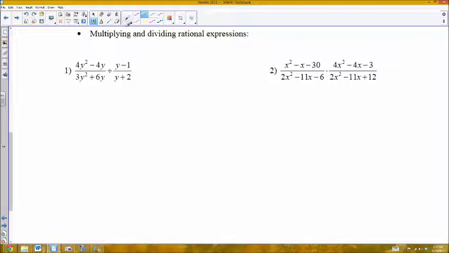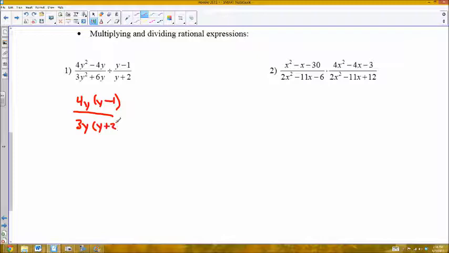The only thing you have to keep in mind is that when you have a division, you have to first convert it to a multiplication. So I'm going to rewrite this in factored form and take care of this division at the same time. Let's factor each of these. This has a greatest common factor of 4y, and I'm left with y minus 1. And in the denominator, I have 3y and y plus 2.